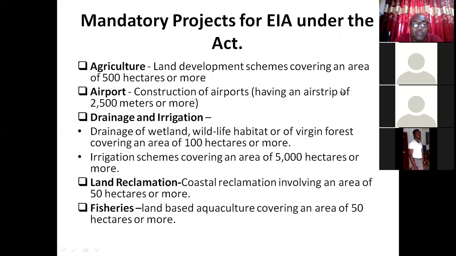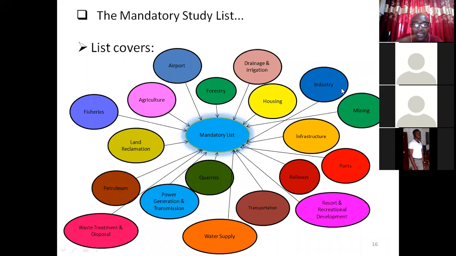If you are constructing an airport, you must also do an EIA. If you are doing this, you must do an EIA. Less than 50, you come to the state ministries to do the EIA. But anything above 50 hectares, you go to the Federal Ministry of Environment in Abuja for the EIA. Also for fisheries, you must carry out an EIA. So this shows the list in the diagram.